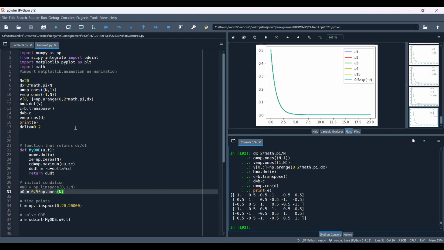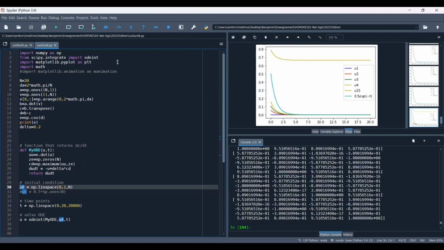Okay. All right. So now let's have a look at other initial conditions. For example, if I start here with an initial condition that goes from 0 to 1 with n values, let's see what we have. All right. Now, next I have that. So I have different values.